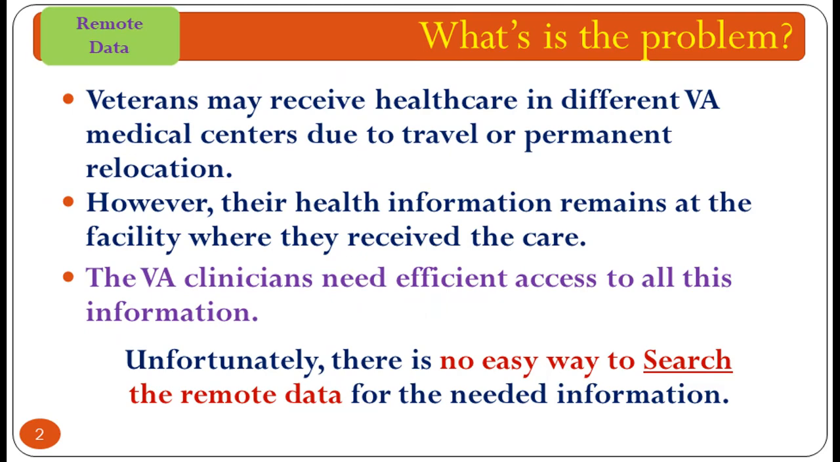So, what is the problem? Veterans may receive healthcare in different VA medical centers due to travel or permanent relocation. However, their health information remains at the facility where they received the care. The VA clinicians need efficient access to all this information. Unfortunately, there is no easy way to search the remote data for the needed information.